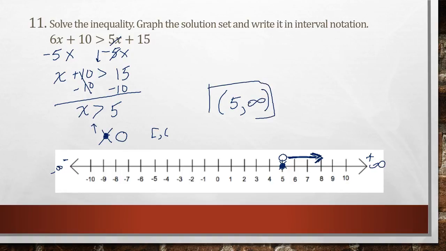So here would be our representation in interval notation, and this would be our graphed representation of the solution, where x is greater than 5. So they could also write it, instead of with the circles, like this. So you may see it in either representation, either using the circles or using either brackets or parentheses. All right, let's move on to number 12.